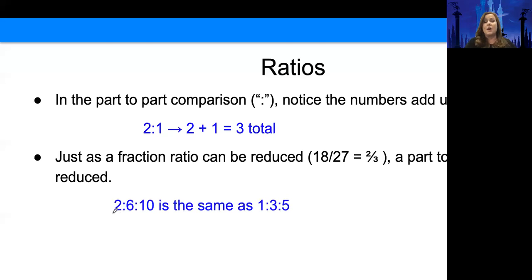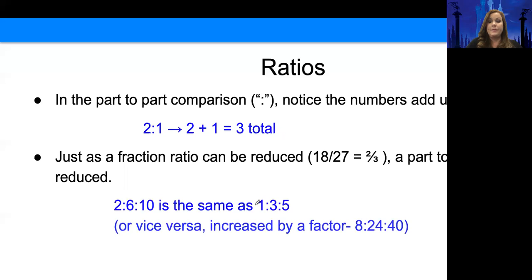Now, this is what's called an extended ratio. It's got more than 2. So here we're comparing 3 things. And this ratio, 2 to 6 to 10, would be the same as 1 to 3 to 5. Because they're all even numbers, we can factor out a 2. When we divide each one of these by 2, we get 1, 3, 5.